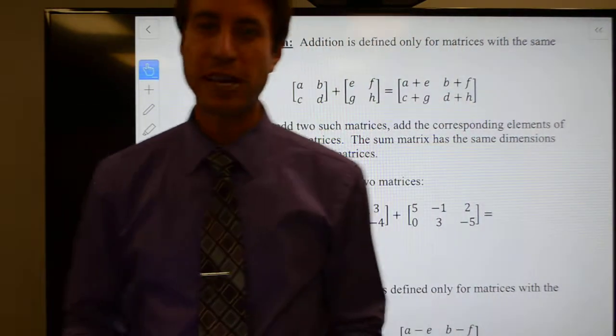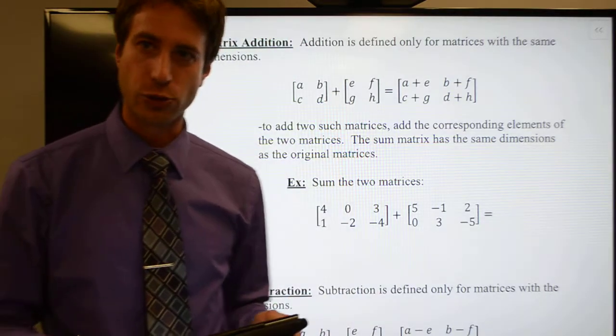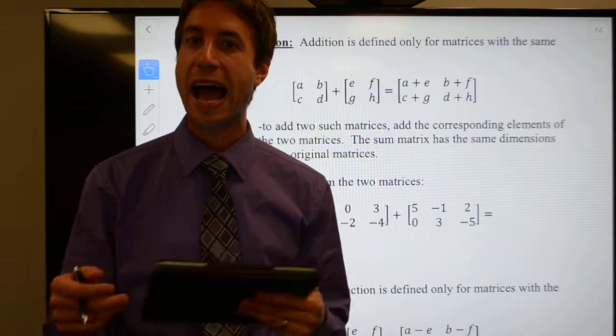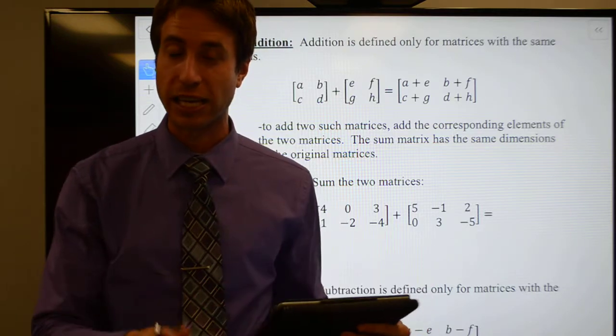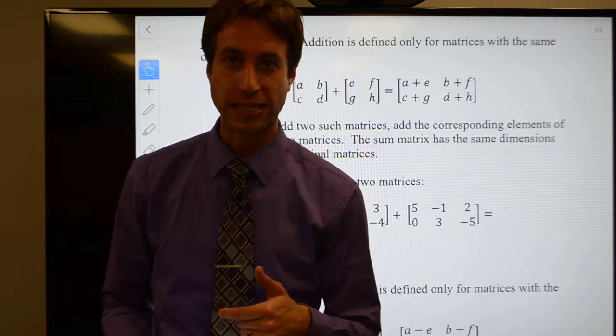Alright guys, welcome to this page of the notes, and here's what we're going to do. Now we're going to really start to have some fun with matrices. Our first objective or learning target was knowing how to add and subtract matrices. And that's what we're going to start talking about here. How do you go about adding or subtracting matrices?